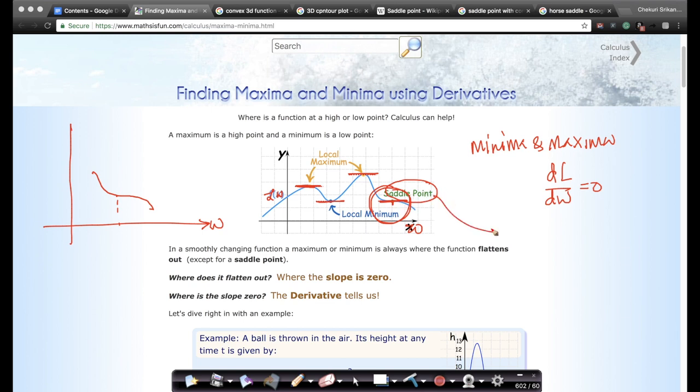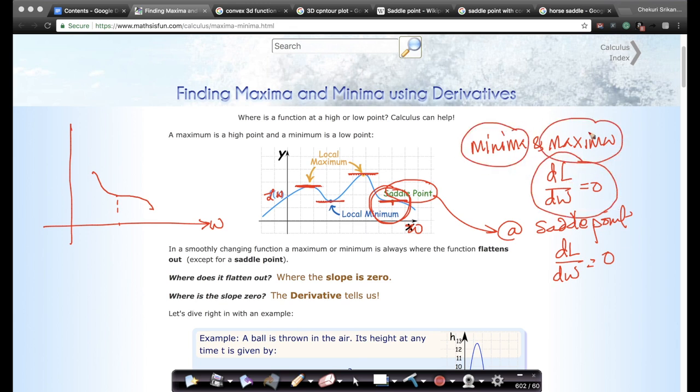So even at the saddle point, your derivative of loss with respect to W is also equal to 0. So the derivative equal to 0 could imply that you're at a minima, maxima, or at a saddle point. All three are possible, right? Very interesting, right?